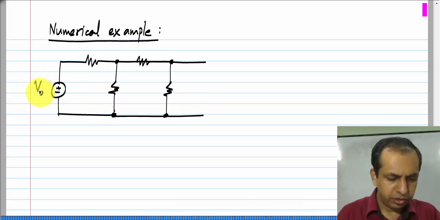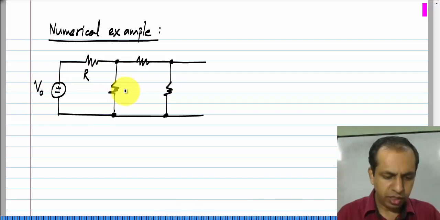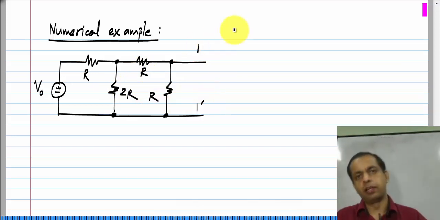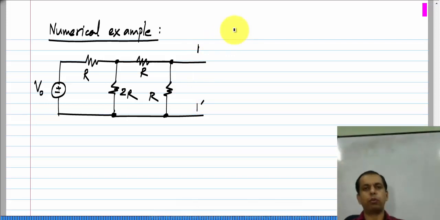So, let us say this is V naught and this is R, 2R, R and R, and I want to model it at these two terminals. Again, I want to emphasize that this equivalence is valid for the voltage and current at these two terminals, nothing else. Okay. So, it says that if you connect this circuit or its model to any circuit you want, then the behavior will be exactly the same at these two terminals and also inside the circuit that you connect to it. Okay.